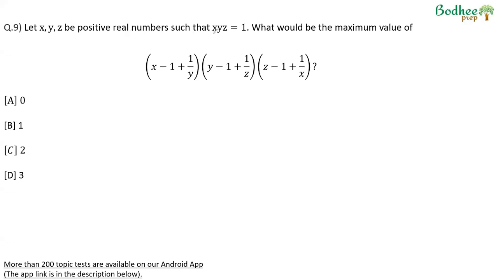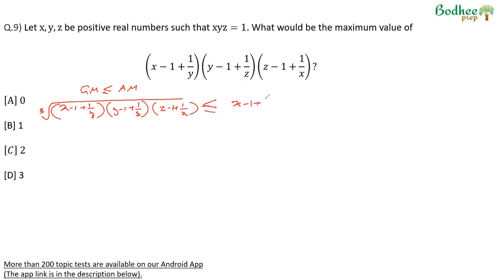Let x, y, z be positive real numbers such that x into y into z is 1. What would be the maximum value of this one? Now, AM is greater than or equal to GM, or we can say GM is less than or equal to AM, and therefore the cube root of (x minus 1 plus 1 by y) into (y minus 1 plus 1 by z) into (z minus 1 plus 1 by x) will be less than or equal to the AM: (x minus 1 plus 1 by y plus y minus 1 plus 1 by z plus z minus 1 plus 1 by x) upon 3.